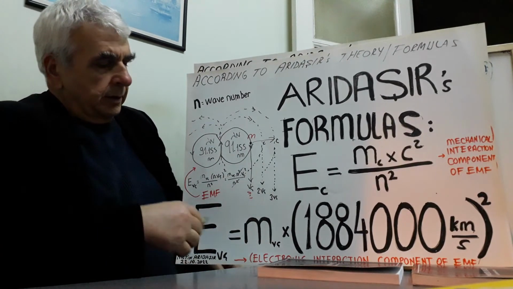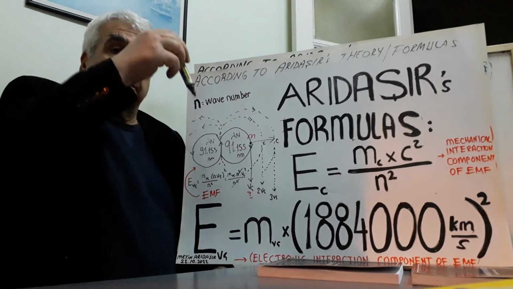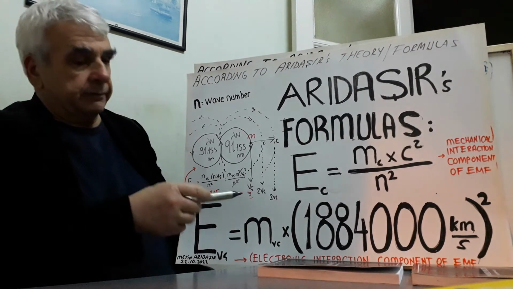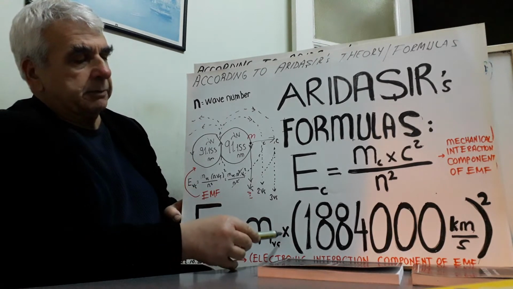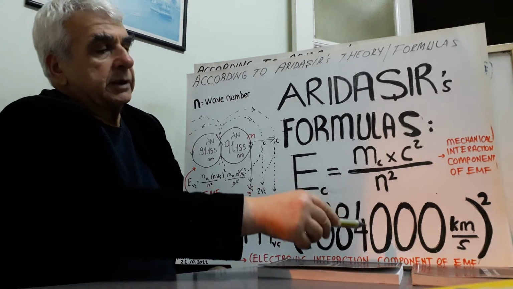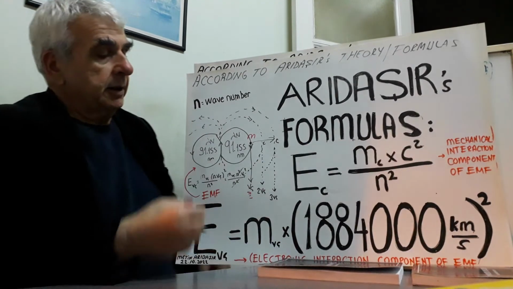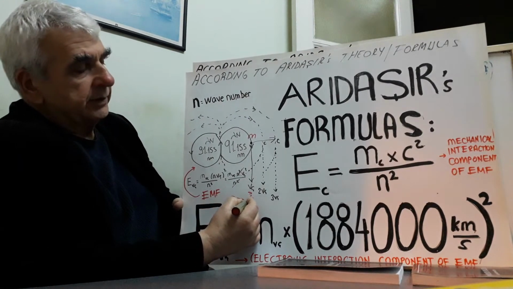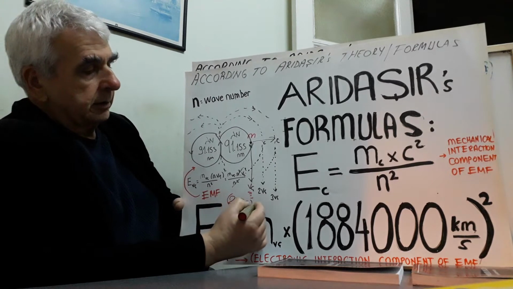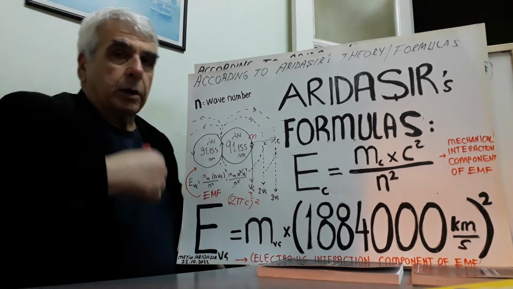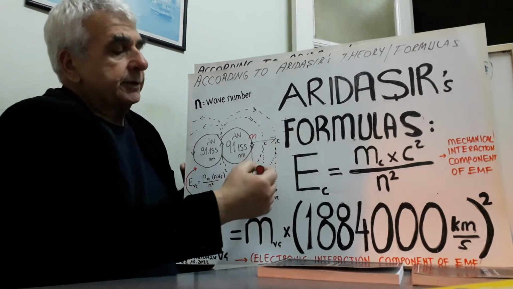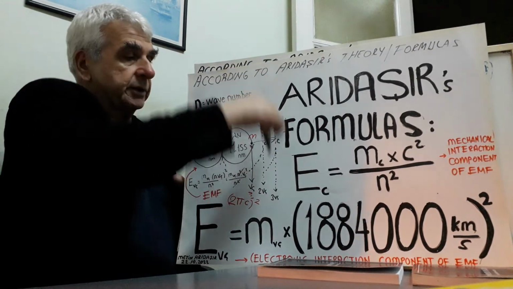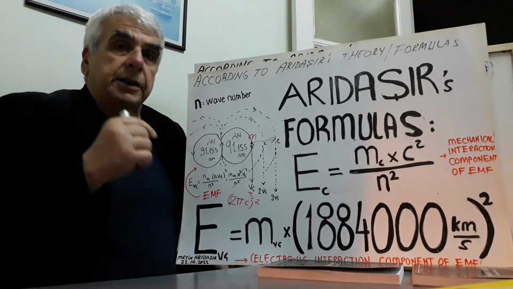Here, for the linear velocity component, my point energy formula is m Vg multiplied by 1,884,000 km per second squared, 2 pi, c squared. Always, for each successive wave, the linear velocity direction energy is the same.